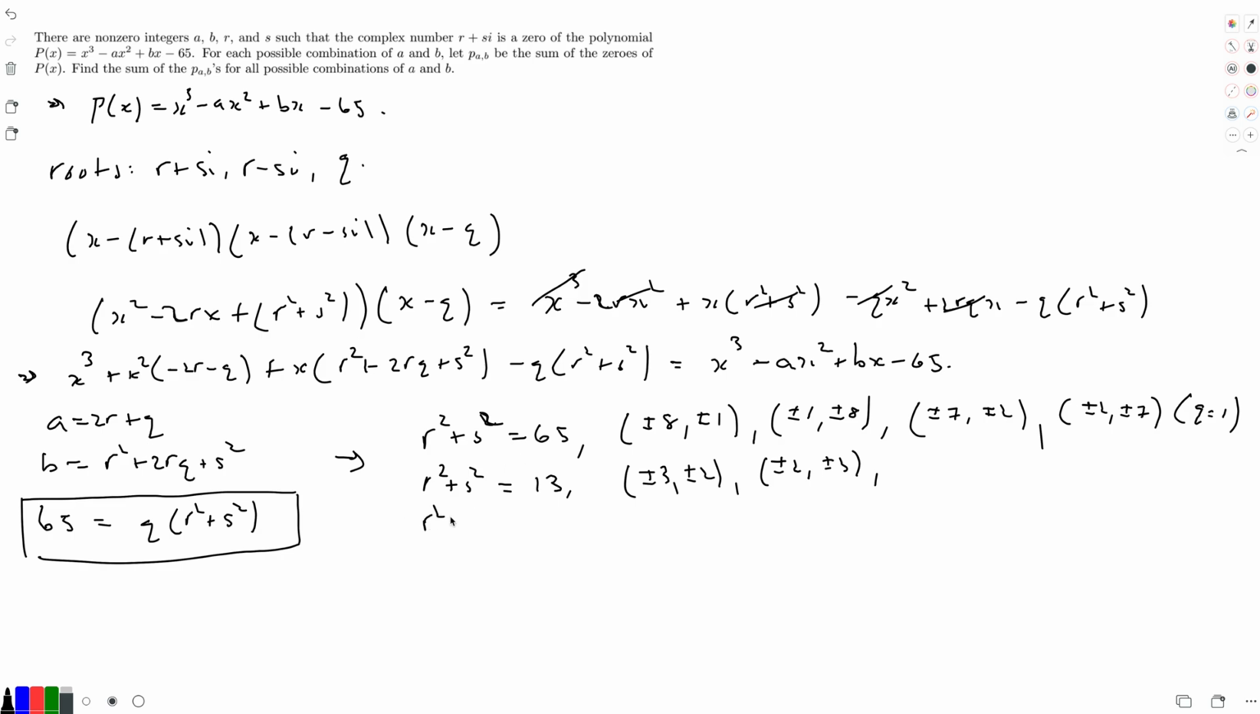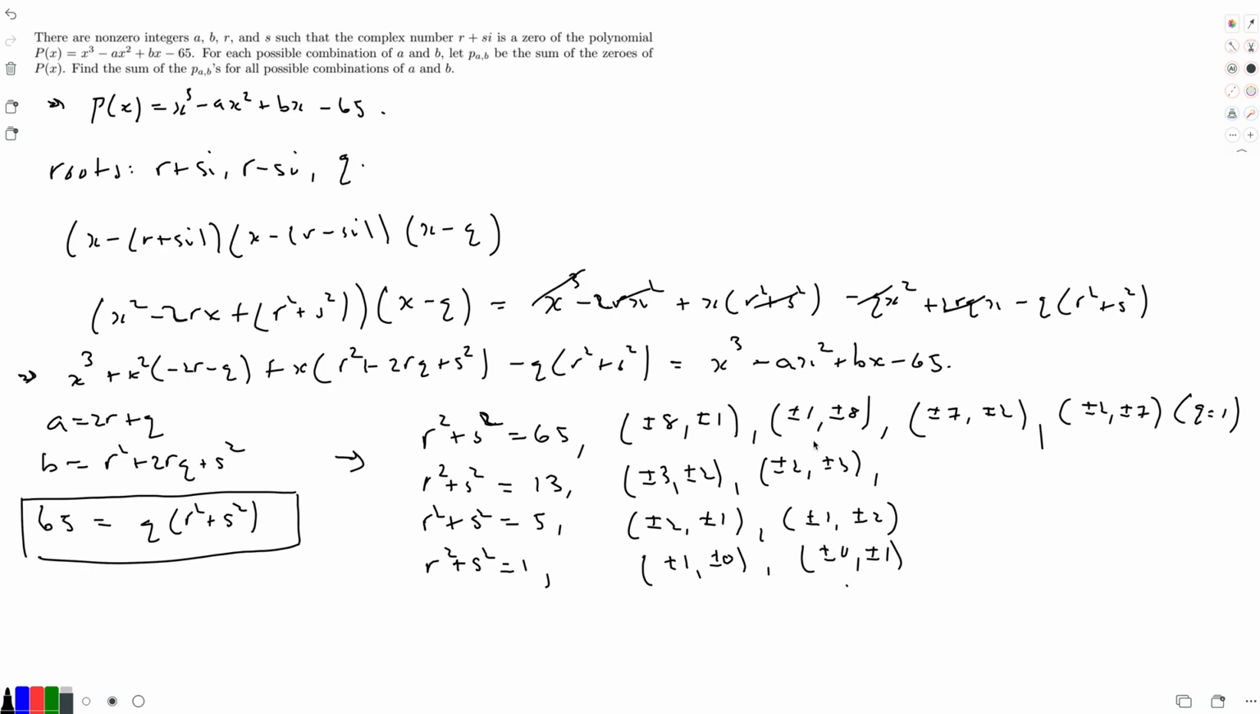So now let's go to r squared plus s squared is equal to 5. And if that's the case, there are only select few, right? r can be 2, s can be 1. So plus or minus 2, plus or minus 1. And then we, of course, reverse this, plus or minus 1, plus or minus 2. And then r squared plus s squared could be equal to 1. And in that case, we have plus or minus 1, plus or minus 1, plus or minus 0, plus or minus 0, plus or minus 1.